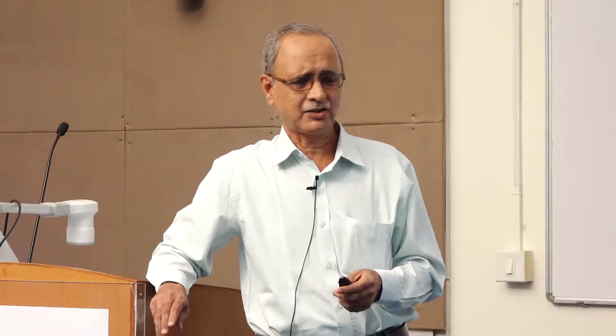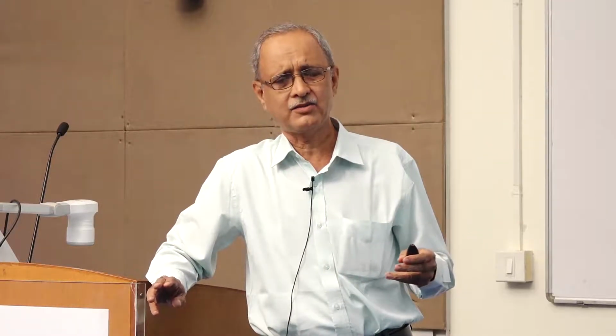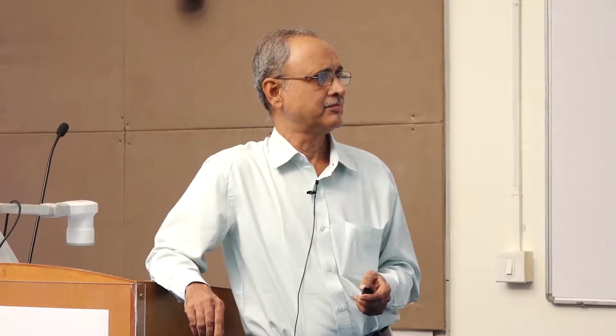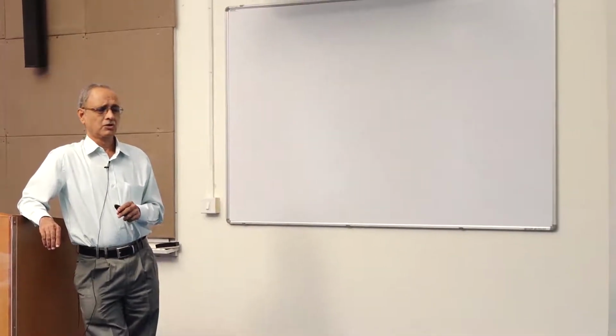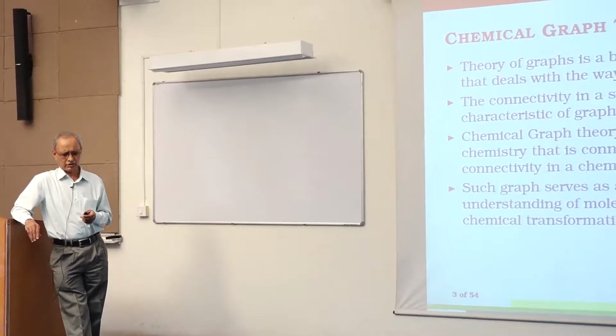So, theory of graphs, as we just had a talk by Dr. Patra, deals with the connectivity of objects. How they are connected, that is the important issue in graph theory. Chemical graph theory is a branch of mathematical chemistry that is concerned with all consequences of connectivity in a chemical graph. Such graphs are very useful to understand molecules and the related concepts of transformations for any chemist.